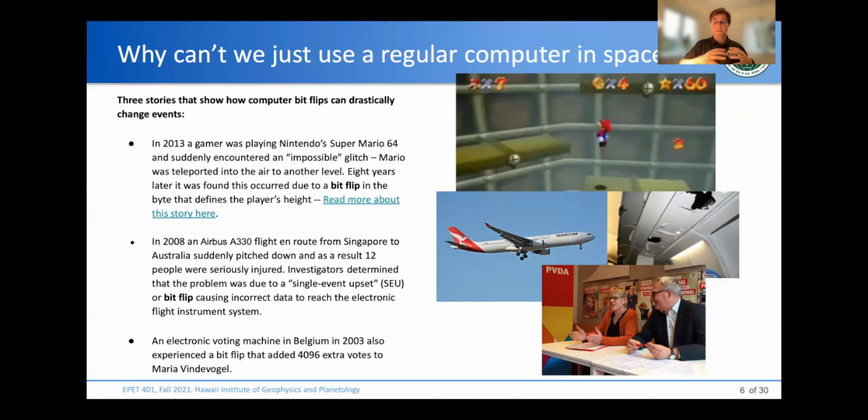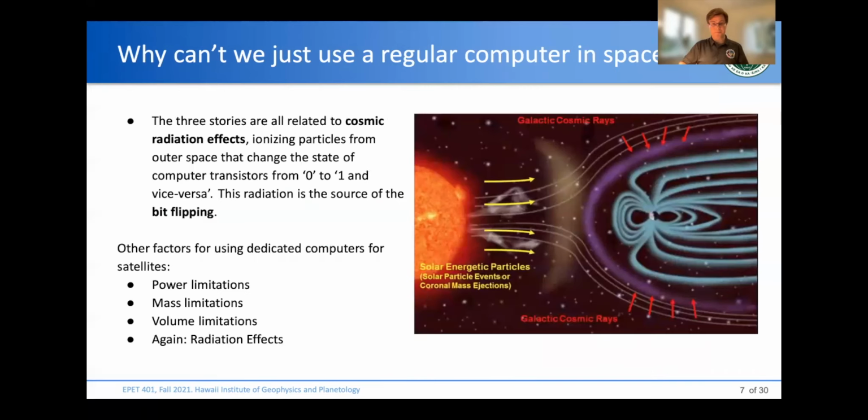So if we can observe these types of events here on the ground, not often, but they do happen, they're much more observable in space. So these 3 stories are all related to cosmic radiation effects. These usually are ionizing particles from outer space that can change the transistor states from a 0 to a 1, or vice versa, a 1 to a 0. So this is the source and the origin of this bit flipping.